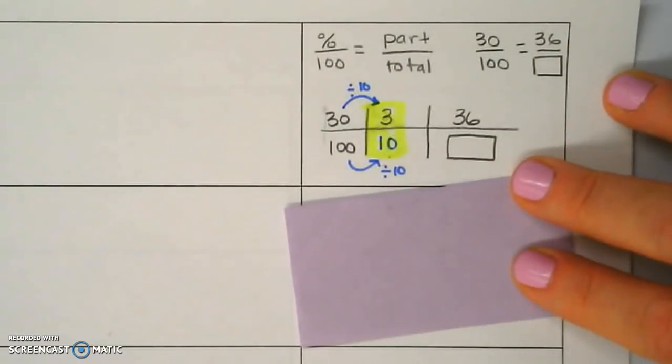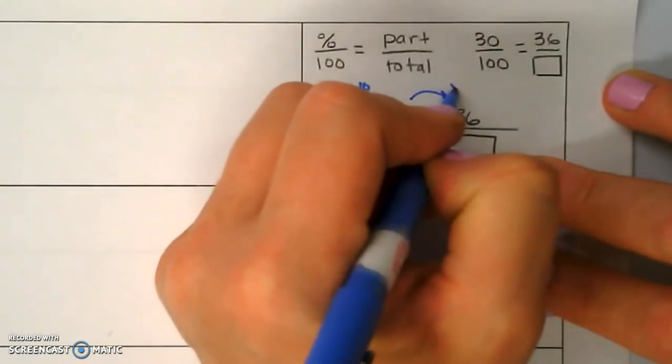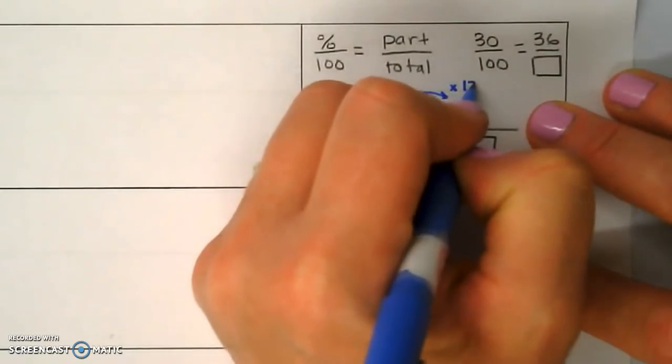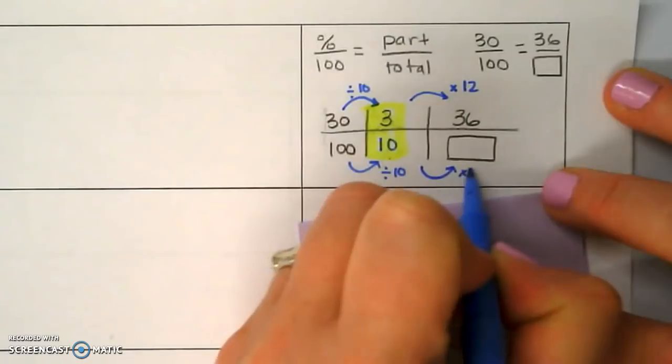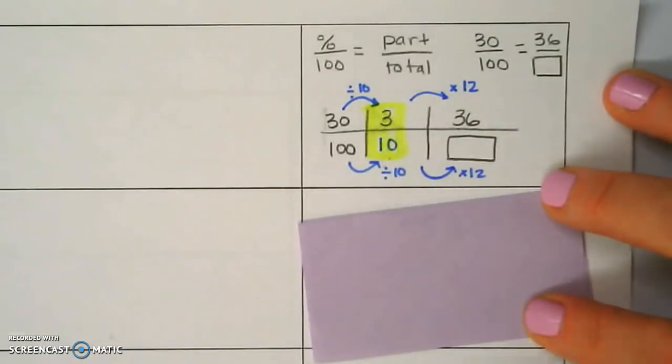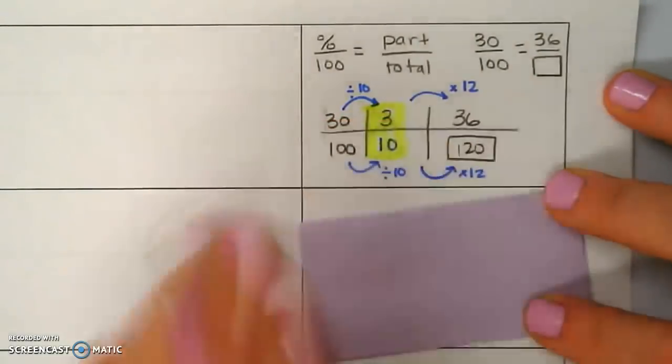Now I'm just going to scale up. To go from 3 to 36, I multiplied by 12. So I need to do the same thing at the bottom, and 10 times 12 is 120.